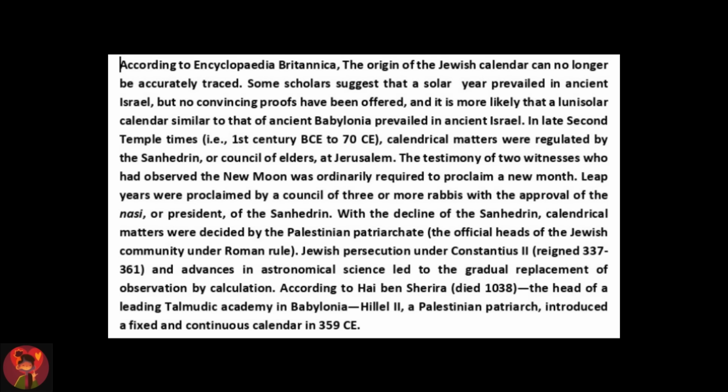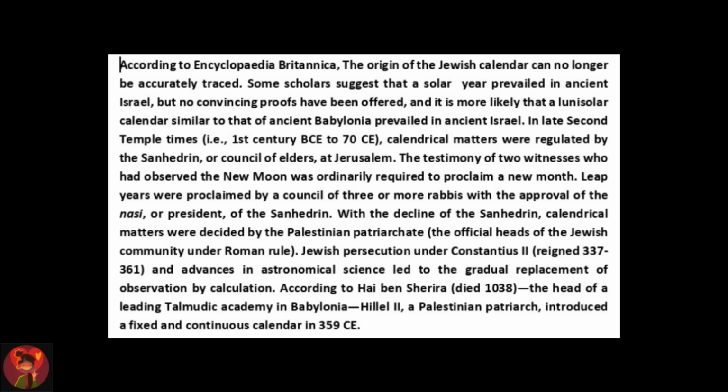According to Encyclopaedia Britannica, the origin of the Jewish calendar can no longer be accurately traced. Some scholars suggest that a solar year prevailed in ancient Israel, but no convincing proofs have been offered, and it is more likely that a lunisolar calendar similar to that of ancient Babylonia prevailed in ancient Israel.